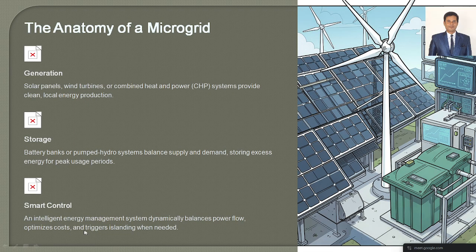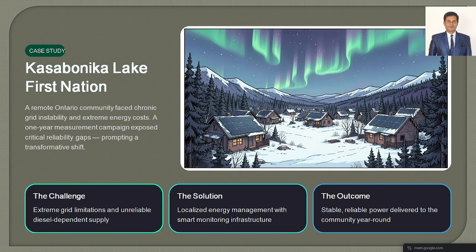All right, so that is triggering the islanding when needed. Islanding is nothing but, we will see actually what islanding is and how it comes into the picture of the microgrids. Okay, so these are the things you can see in remote stations, right? This is one community. You can see there is a community. Is it visible now? Yes, sir. You can see grid instability and extreme energy cost.